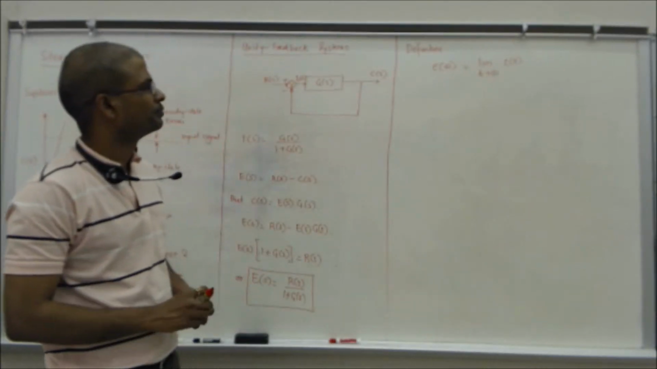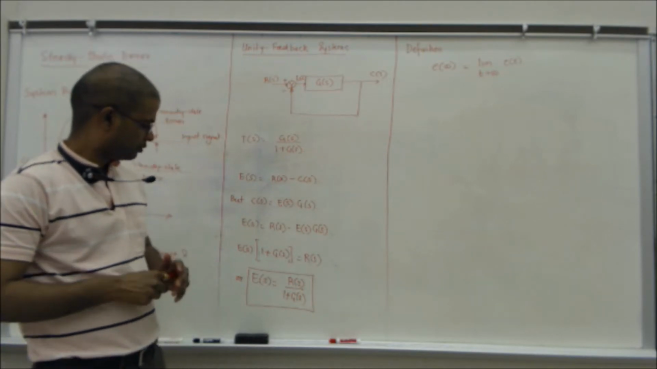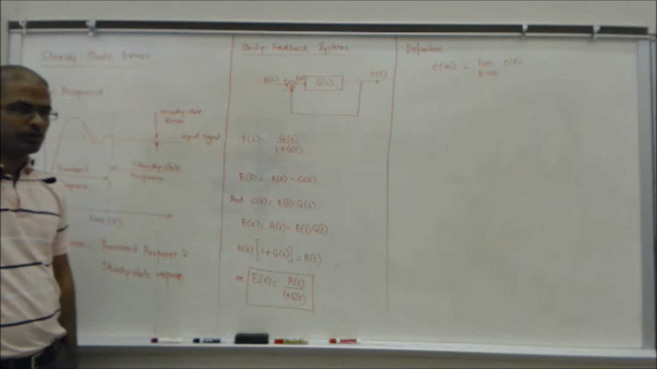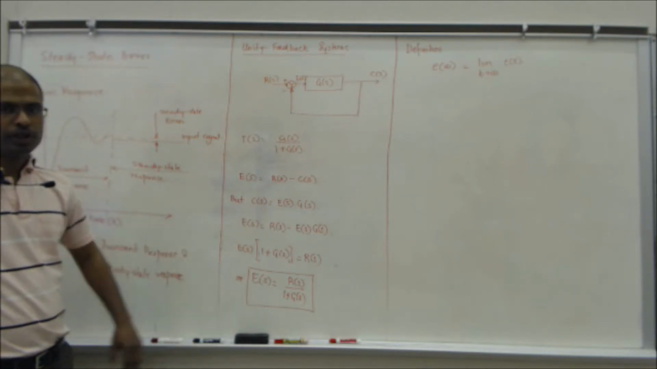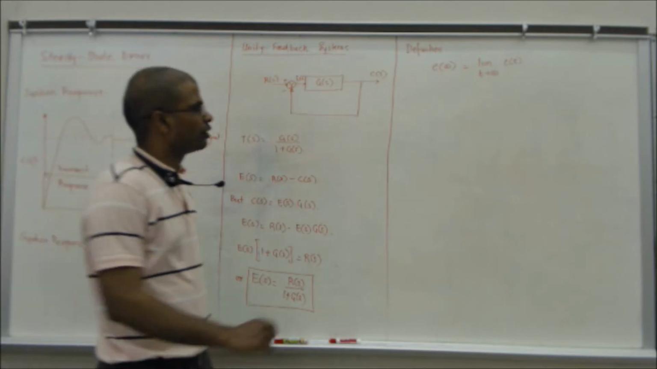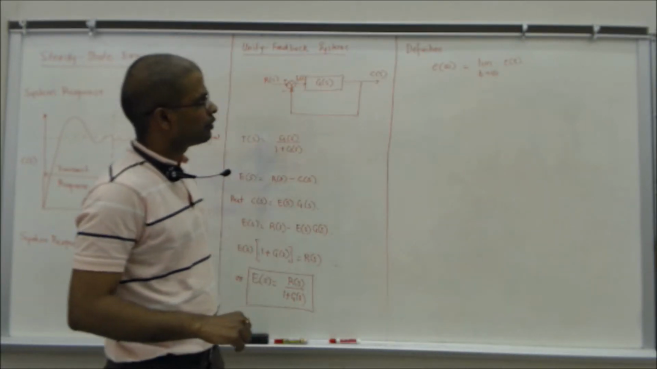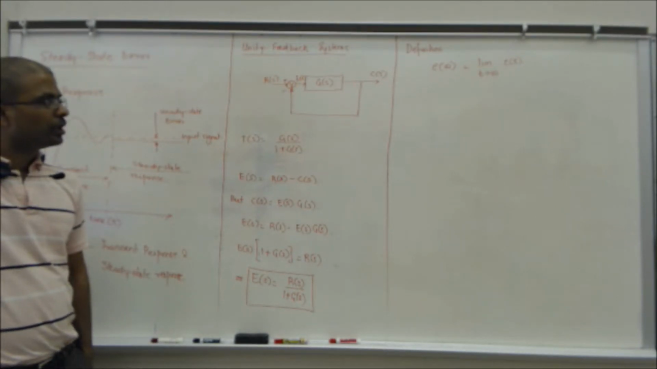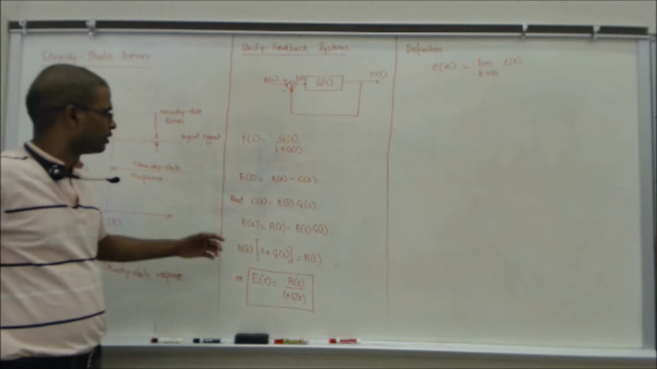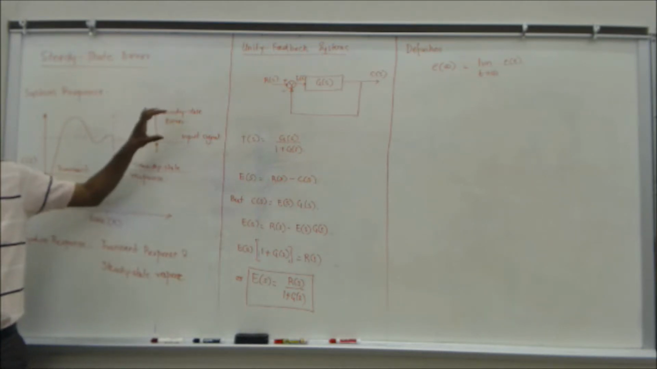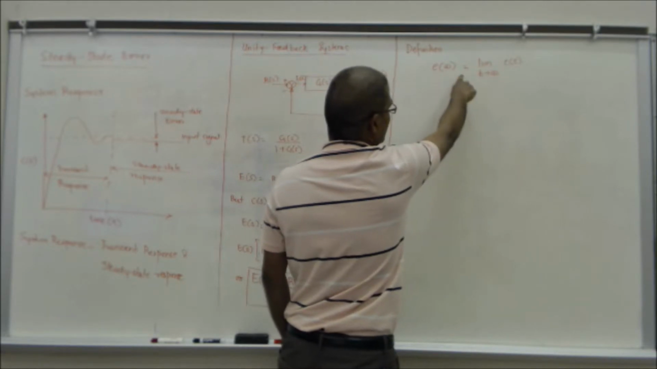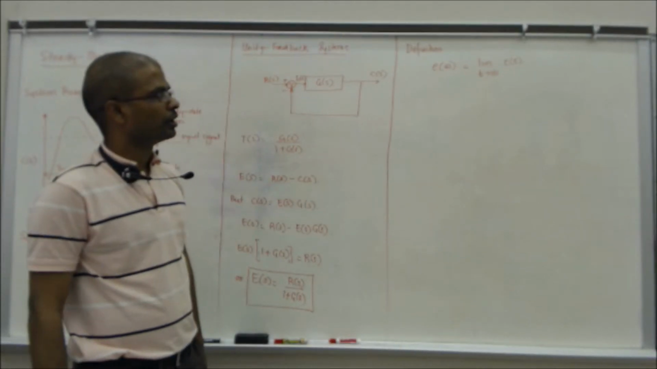Does this make sense? So think about this. This is your E of S, right? E of S is the error signal expressed in terms of the frequency variable or the Laplace variable. If you want E of T, you're just going to take the inverse Laplace, and you get this E of T. E of T is the error. Steady state error is just defined as E of T as T tends to infinity. So if you look at when T goes to infinity, what is the error? That is your steady state error. Easy enough? So it is represented by E of infinity equal to the limit as T tends to infinity of E of T.